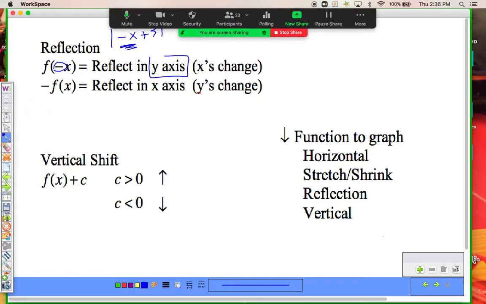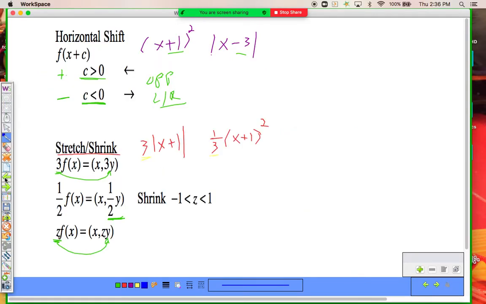Going back real fast to the stretch and the shrink: a shrink is going to make them get smaller, a stretch makes them get bigger. The whole idea is a number on the outside, you're going to take that number and multiply it times your y. So your ordered pair, if it was 1/5, then you did a stretch by 2, it's going to be 1/10. The x value stays the same. It's your y value that's going to change.